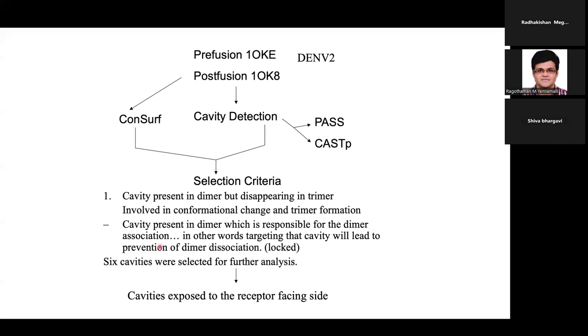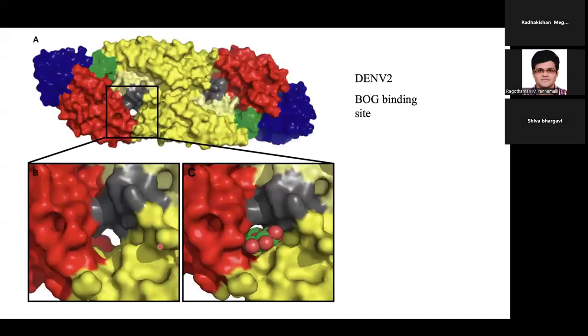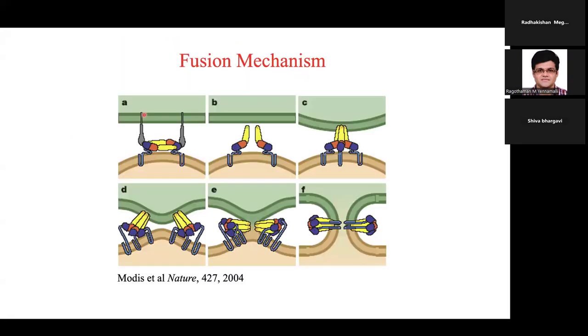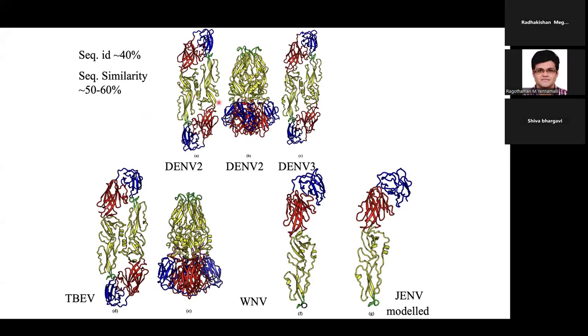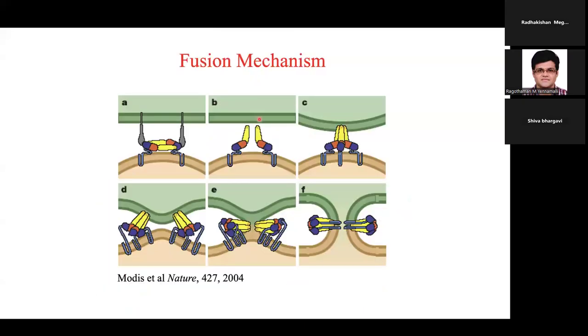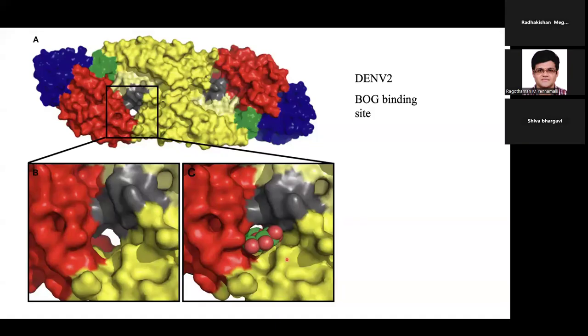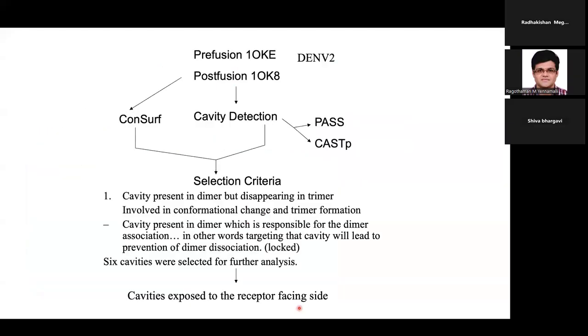Like for example, if you go back and I show you the beta OG binding region, this beta OG binding region is present in the dimer. But if you look at the trimer, this is where the beta OG is. This particular region is no longer present. So you want to identify cavities like this. So beta OG site actually fits the selection criteria. However, this beta OG site is already declared or already been characterized. So we had to find other cavities that have the same criteria.